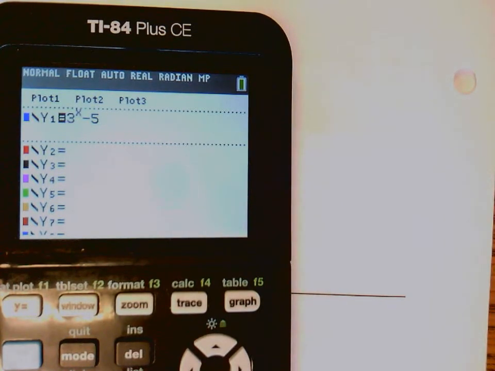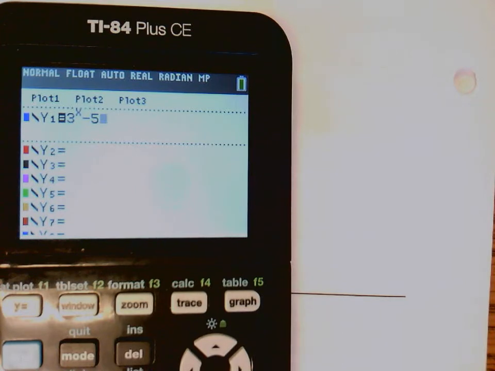3 raised to the x, then the minus t minus 5. Yeah, alpha x will work. You're just running the risk of someone storing information in the calculator. Like if someone stored that x was 7.9, then you're plugging in 7.9 and not the variable x. But most of the time, alpha x will work. I just like to use the variable key.